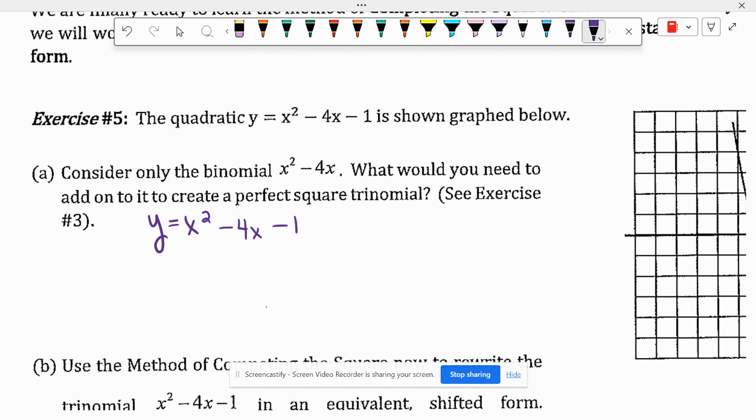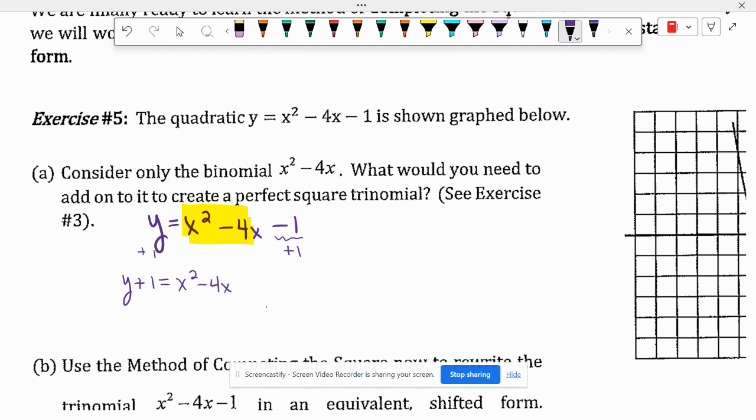The first thing that we're going to do is I just want you to deal with this part. We're going to ignore that minus 1 for a second, okay? And I want to actually move it to the other side so we can focus on just this grouping. So how do I move this minus 1 to the other side of the equation? I add it. Yeah, add it to both sides, plus 1. So I really have y plus 1 equals x squared minus 4x.